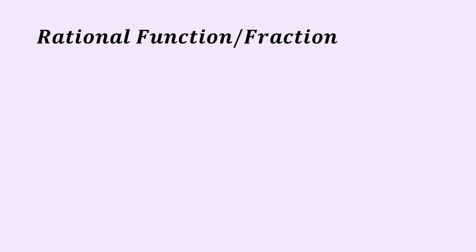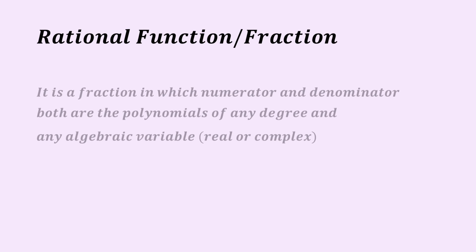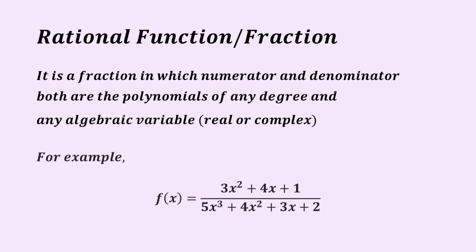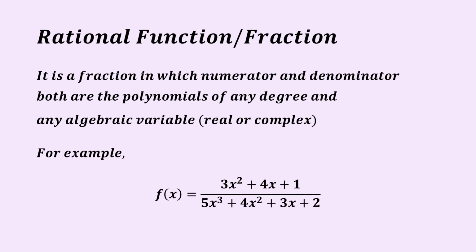A rational function or rational fraction can be defined as a fraction having numerator and denominator both as polynomials, and these polynomials can be of any degree and they can operate on any algebraic variable, whether it be a real variable or a complex variable. In this example, the numerator polynomial has the highest power of the variable as 2, so it is a second degree polynomial, and the denominator has the highest power of the variable as 3, so it's a third degree polynomial.